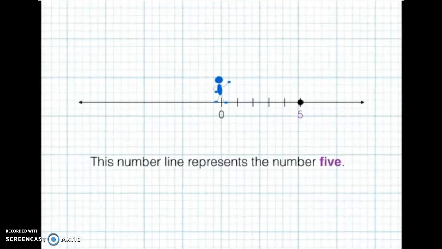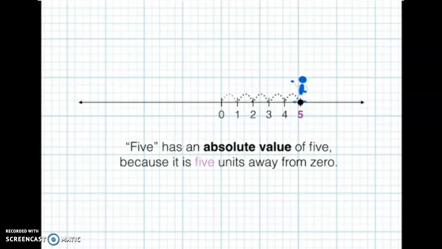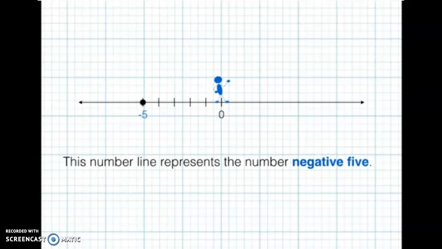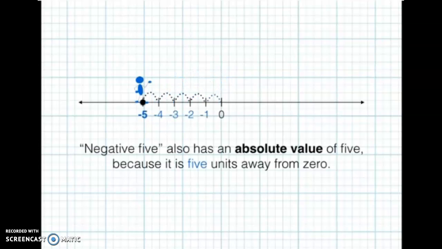This number line represents the number 5. 5 has an absolute value of 5 because it is 1, 2, 3, 4, 5 units away from 0 on a number line. This number line represents the number negative 5. Negative 5 also has an absolute value of 5 because it is 1, 2, 3, 4, 5 units away from 0.